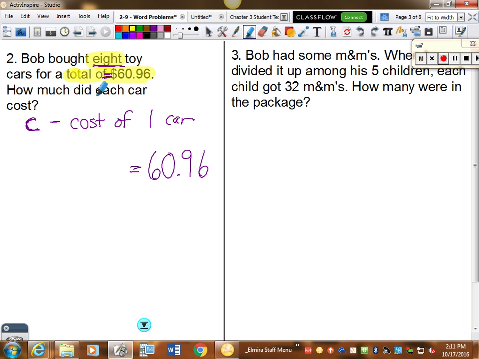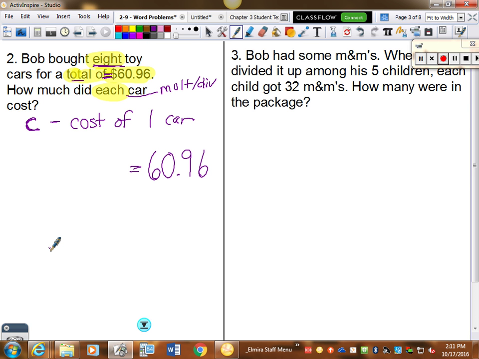Now, each is a keyword that maybe you don't know. It can either mean multiply or divide. It depends on the context of the question. And in this case, I'd be looking for other clues as to whether I should multiply or divide. Well, I also see the word total. And here, the word total usually makes us think of add, but multiplying is a form of addition.